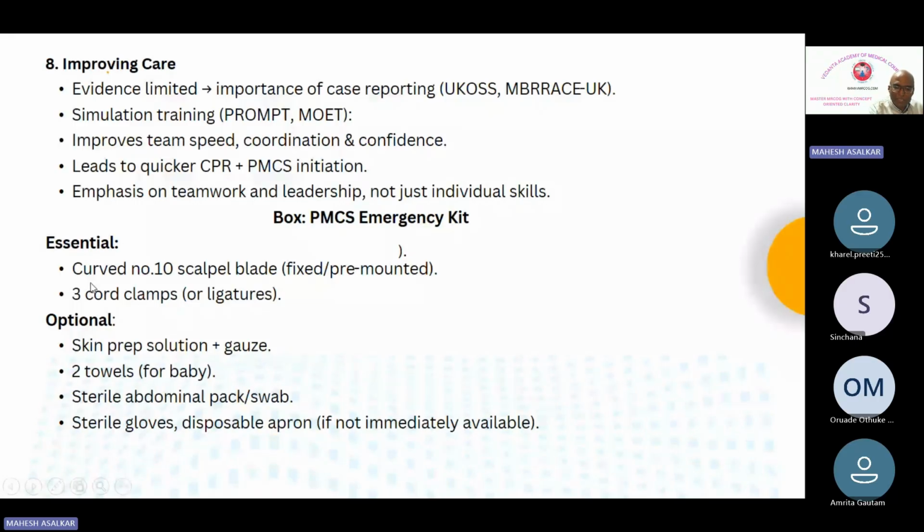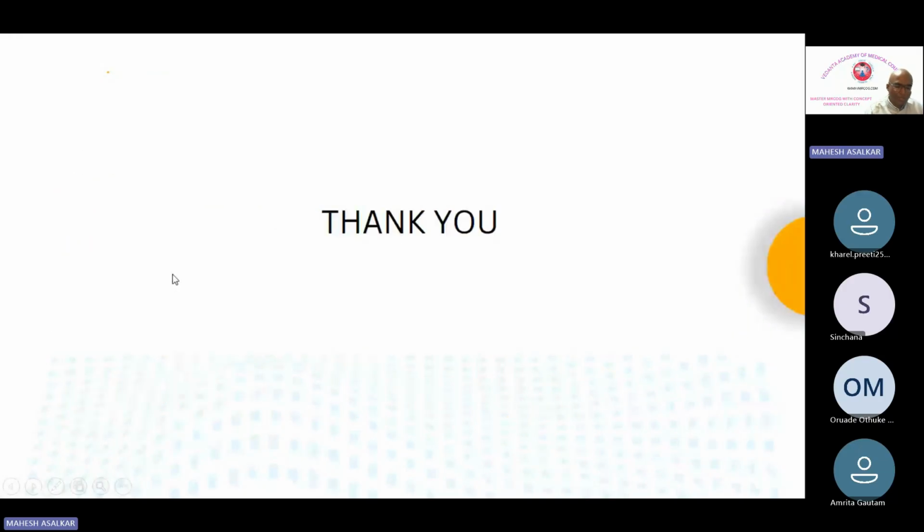The patient need not be in the theater. GA is not required to start the caesarean section. And optional things are skin preparation solution plus gauze, 2 towels for the baby, sterile abdominal pack, swab, sterile gloves, and disposable apron. If not immediately available, you can use disposable ones. So these are the things included in the perimortem caesarean section kit, but only 2 things are essential. So that finishes the perimortem caesarean section also.